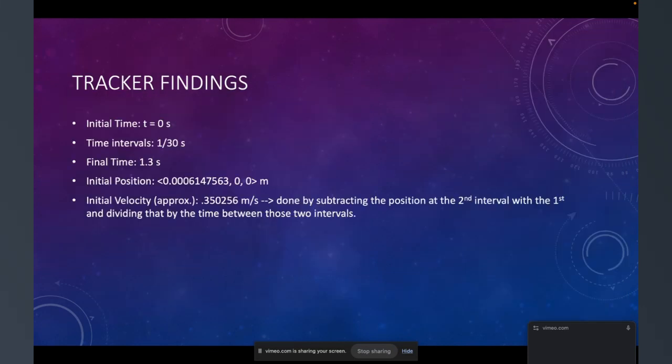And the Tracker findings were that my initial time was, of course, 0. And then my time interval was 1/30 of a second, as I did it frame by frame. My final time was 1.3 seconds, as that was the final frame. My initial position is this number right here, which I found through plotting it. And my initial velocity is 0.35. This is done by subtracting the position of the first interval from the second interval and dividing it by the time between those two intervals, which would be 1/30th of a second, as it is only one interval. And all these findings were very necessary to create a GlowScript model.